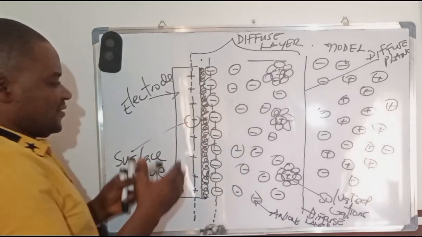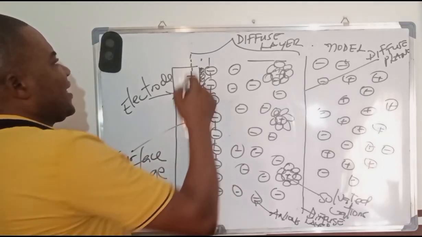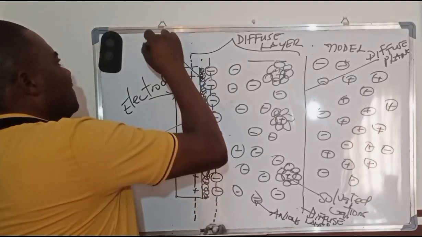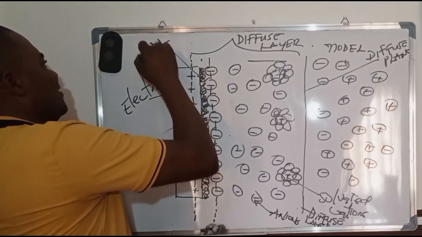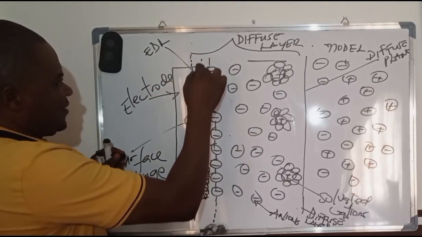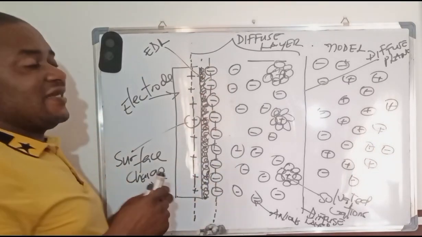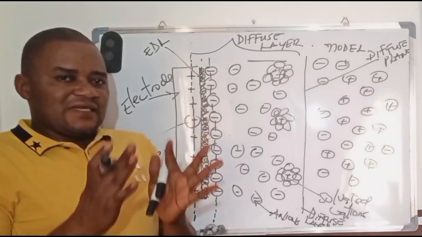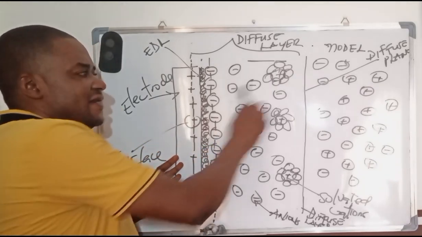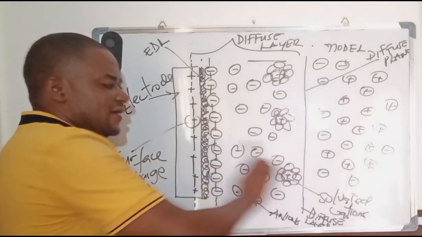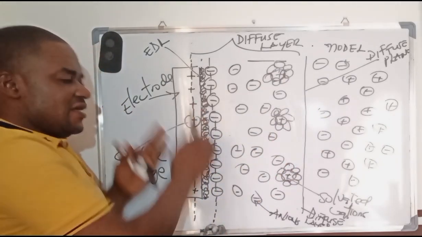At this point in time, we need to understand that here is what you define as your double layer. This is the electrical double layer at this point here. It defines that interface between the metal and the electrolyte. The whole of this is electrolyte, and this is the metal immersed there.